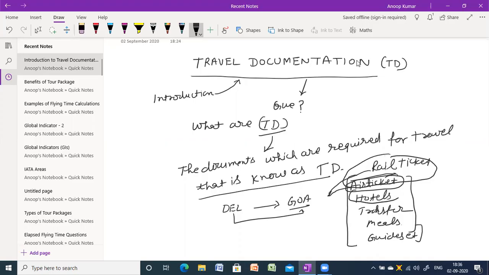You need to carry the hotel vouchers along with you, and the transfer vouchers. You need to book the restaurants, and you have to have meal vouchers with you. And again, the place from where you have booked the guide service will surely issue you a voucher, which would have the details of the guide, the contact number and all that. So in the case of the domestic sector, all these things will work as travel documentation.